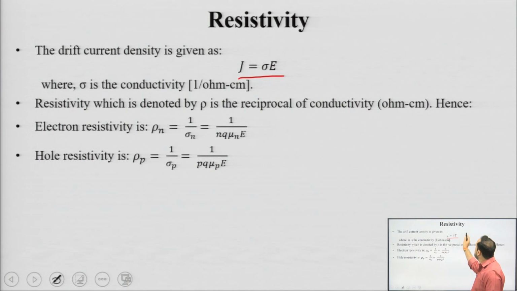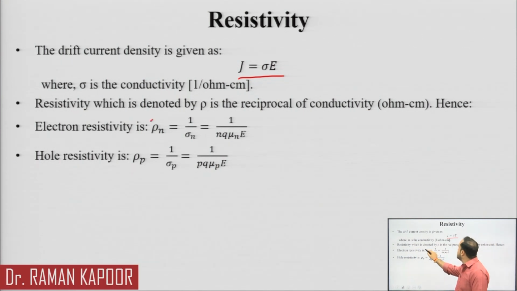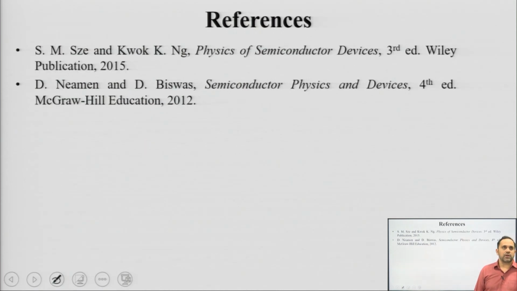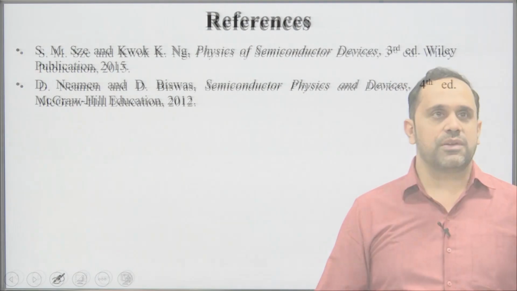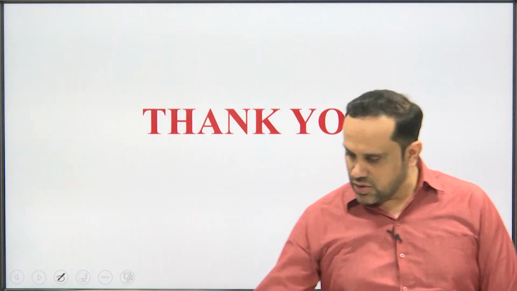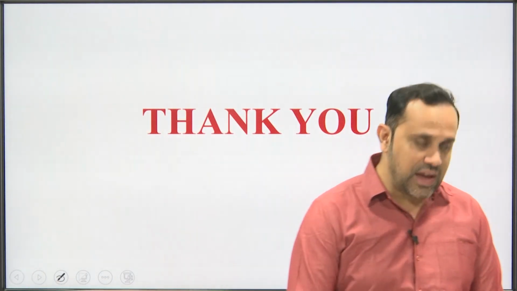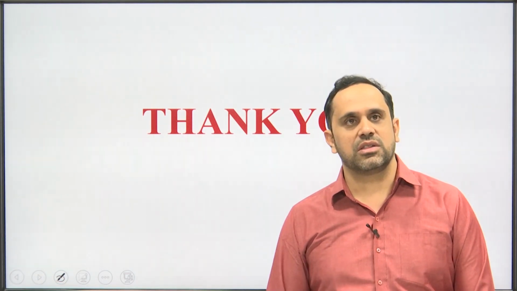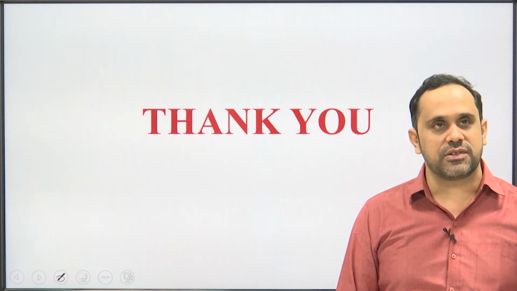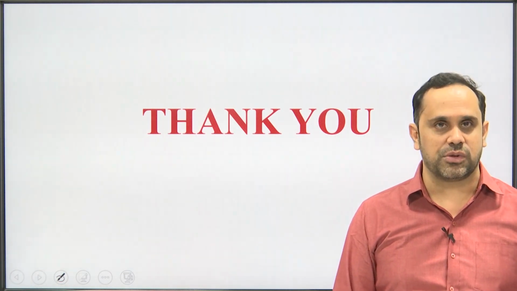A small topic here which is related to resistivity, which is nothing but the reciprocal of conductivity. These are some of the references which you can refer to for this lecture. And with this we come to the end of today's lecture. We have started the topic of carrier transport and we have discussed the topic of drift current density for both electrons as well as holes. Thank you.